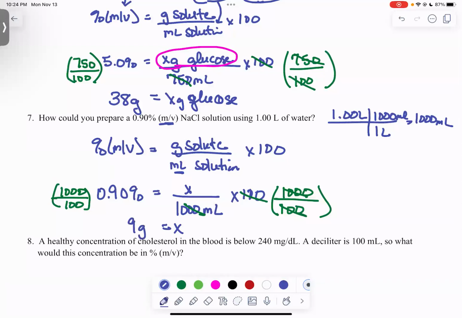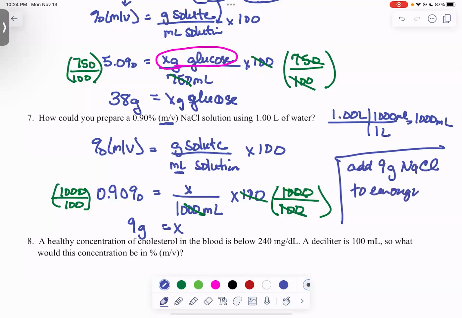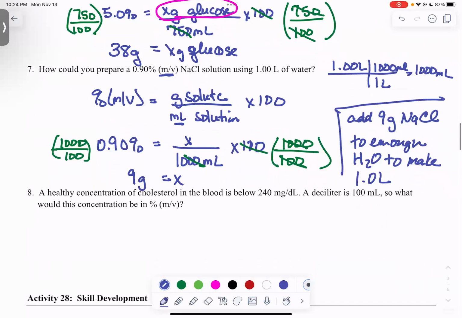So how would you prepare it? You would weigh out, like you could write this out on the side, you would add 9 grams of NaCl to enough water to make 1 liter. You wouldn't say I'm going to add it to 1 liter because you're putting in 9 grams of salt, and that actually takes up space, right? So it would change your volume.